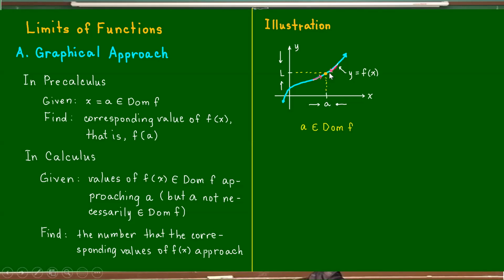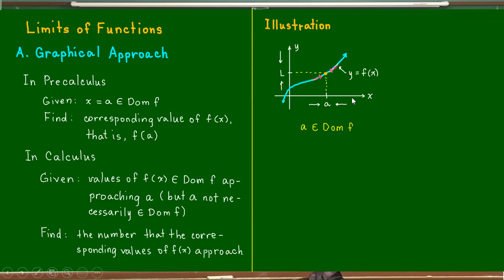As I get closer and closer to this point in the curve, because a is in the domain of f, what is happening to the corresponding function values? The corresponding values of f of x approach this value L also. That's actually what we want: to find out if there is a number that the corresponding values of f of x approach. In this case, there is. So we say that there is a limit, or limiting value, for f of x.